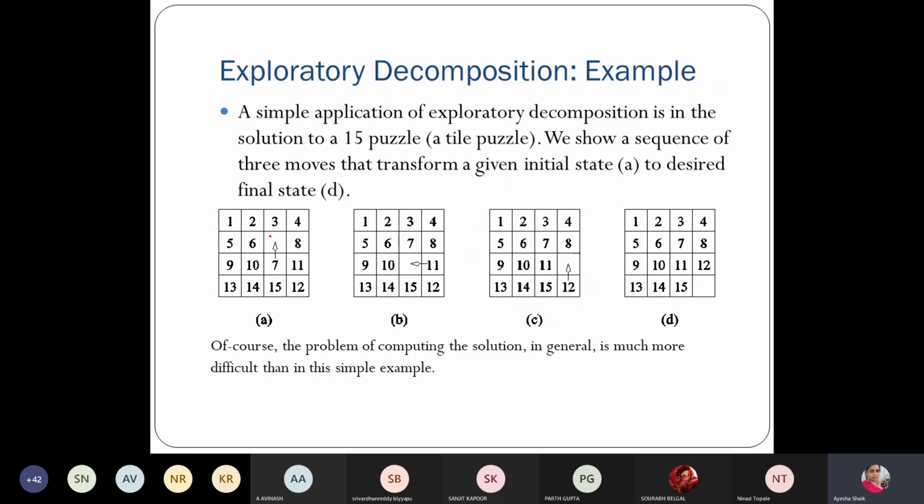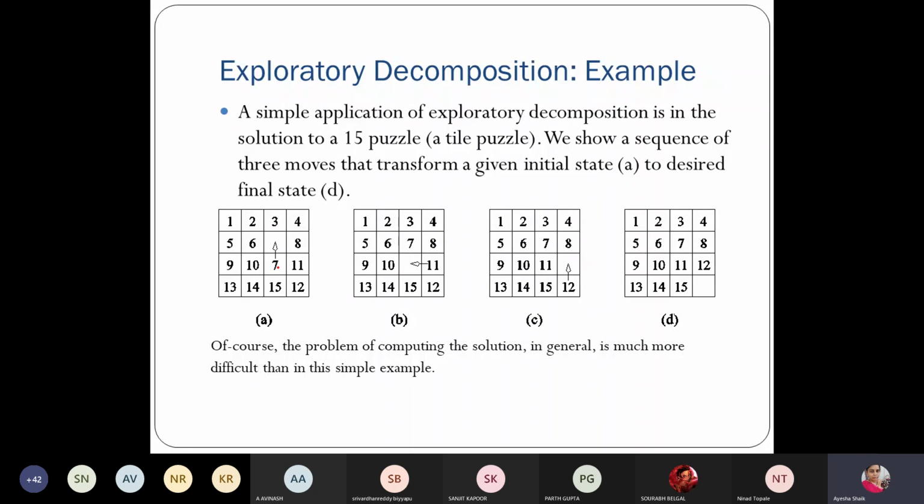So this is the 15 puzzle problem. Here this is the blank tile, this is the 4 by 4 grid, and there are 15 blocks. There is a blank block here, and the possible moves are: 7 we can move upside, or 8 we can move left side, or 6 we can move right side, or 3 we can move downside.